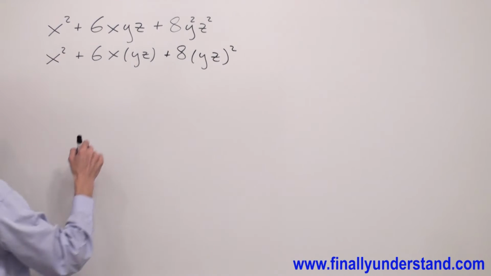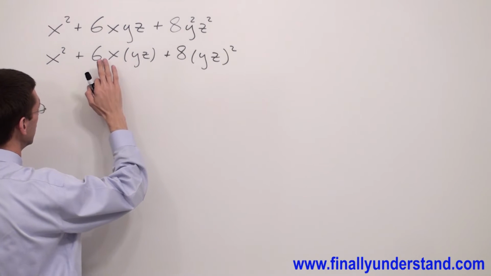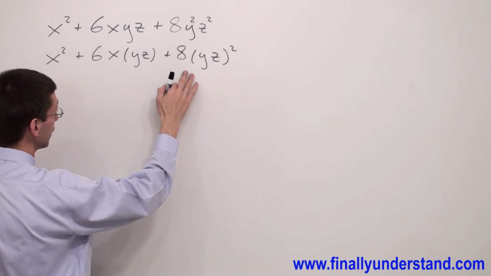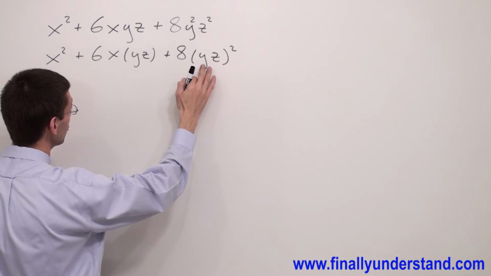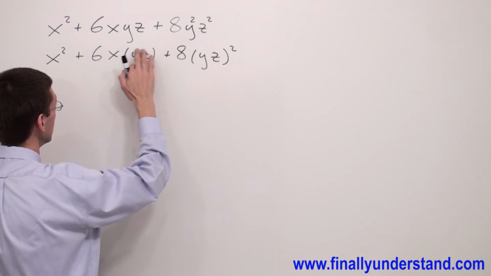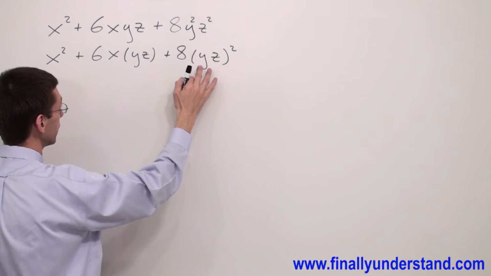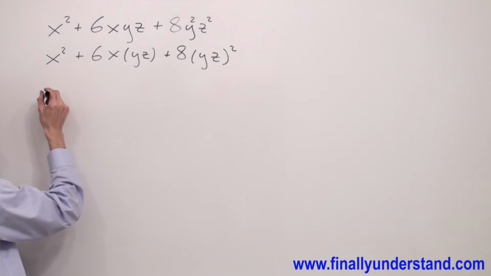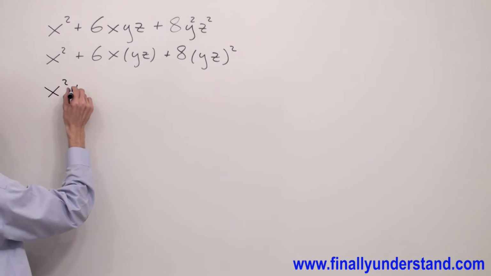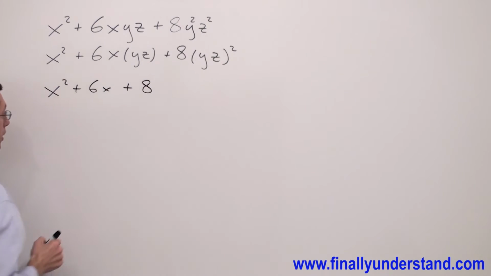Remember what we said? Anytime we have the same variable or the same expression in the second term and in the third term, but in the third term this expression is raised to the power which is twice of the power in the second term, we can ignore this expression. That's why I'm going to write x squared plus 6x plus 8. Next, I have to perform regular factoring.